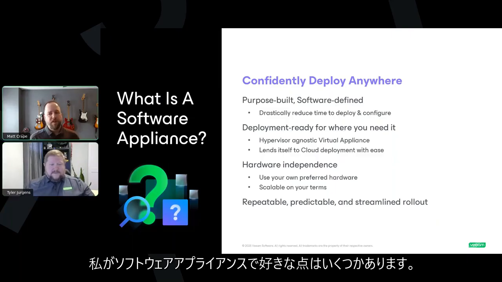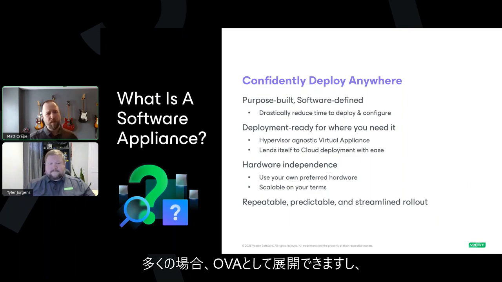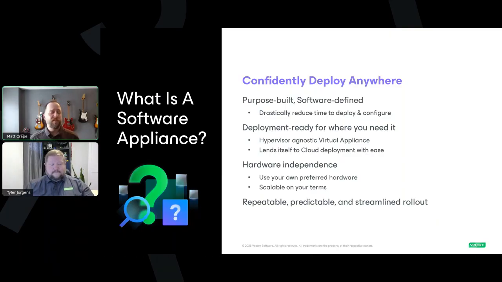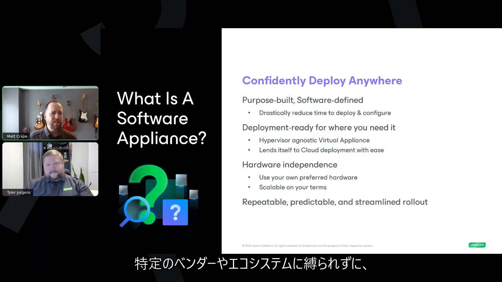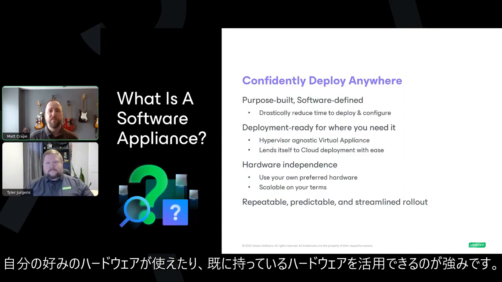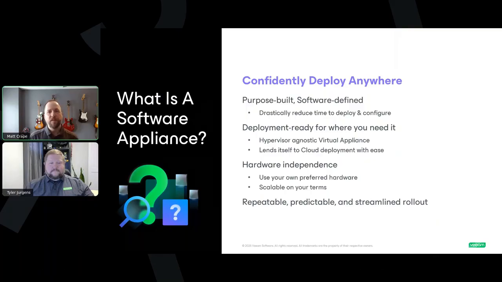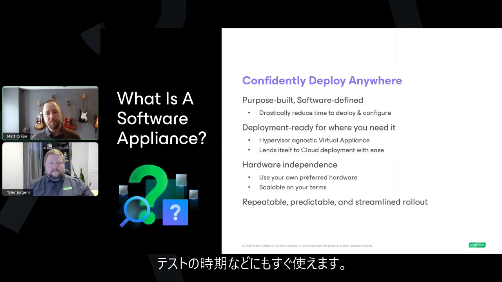What I enjoy about software appliances, there's a couple of things here. So one, it gives you a lot more flexibility. In a lot of cases, you can deploy it as an OVA if you're running VMware. You can maybe deploy it to a cloud solution. At the same time, you can often deploy to hardware of your choice. So you may not necessarily be locked into a specific vendor, a specific ecosystem, but rather it lets you leverage your vendor of preference when it comes to hardware, or maybe it's even a matter of hardware that you already have. So you're not going out there buying new servers, especially if you're in a test mode, right?